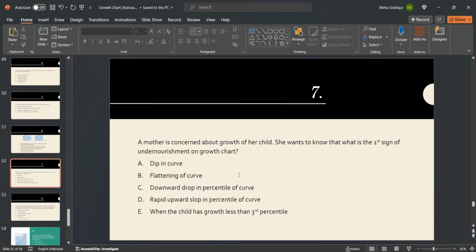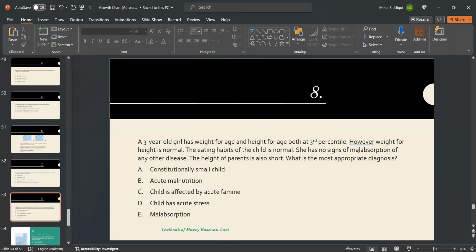MCQ number 7. A mother is concerned about the growth of her child. She wants to know what is the first sign of undernourishment on the growth chart. Dip in curve, flattening of curve, downward drop in percentile of curve, rapid upward slope in percentile of curve, when the child has a growth less than third percentile. B. Yes, B, flattening of curve, is the first sign of undernourishment.